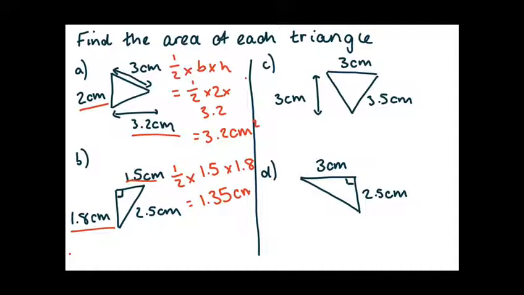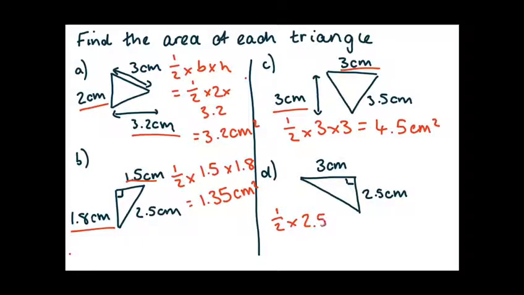So now if you pause this video and have a go at C and D. Okay, so again, our base doesn't go along the bottom here, but we need 2 lengths which are perpendicular to each other. So I'm going to say my base is 3 and my height is this other 3. So I'm going to do half times my base, which is 3, times my height, which is also 3. So that gives me 4.5 centimetres squared.